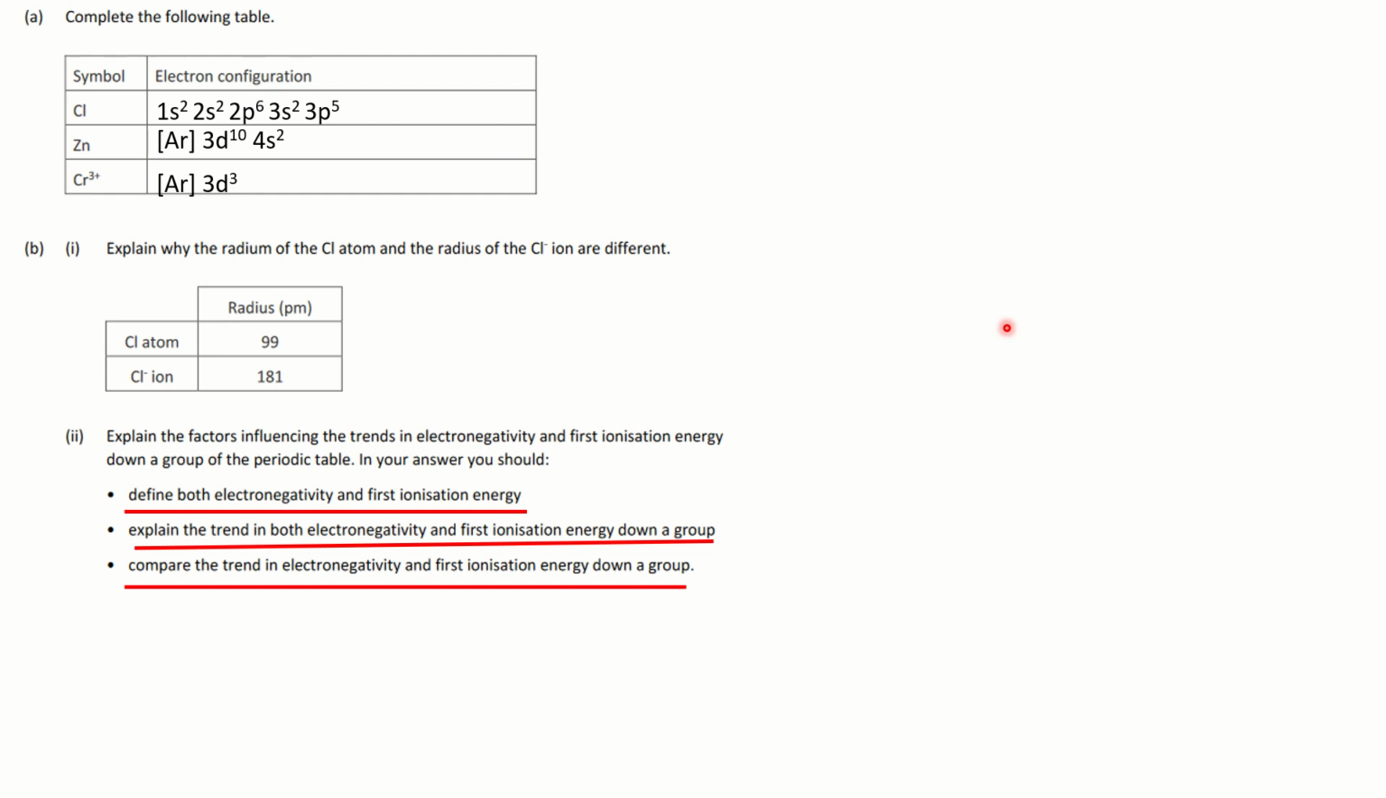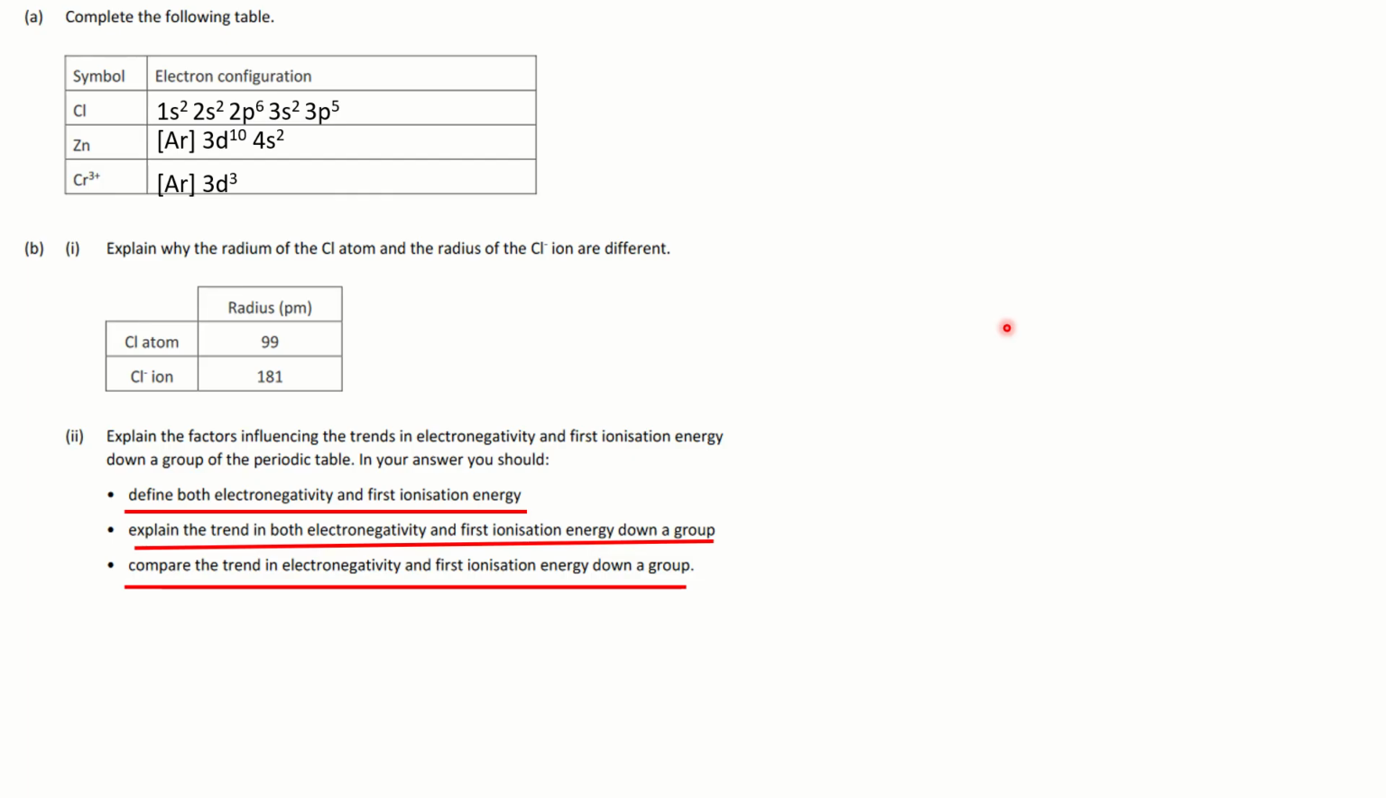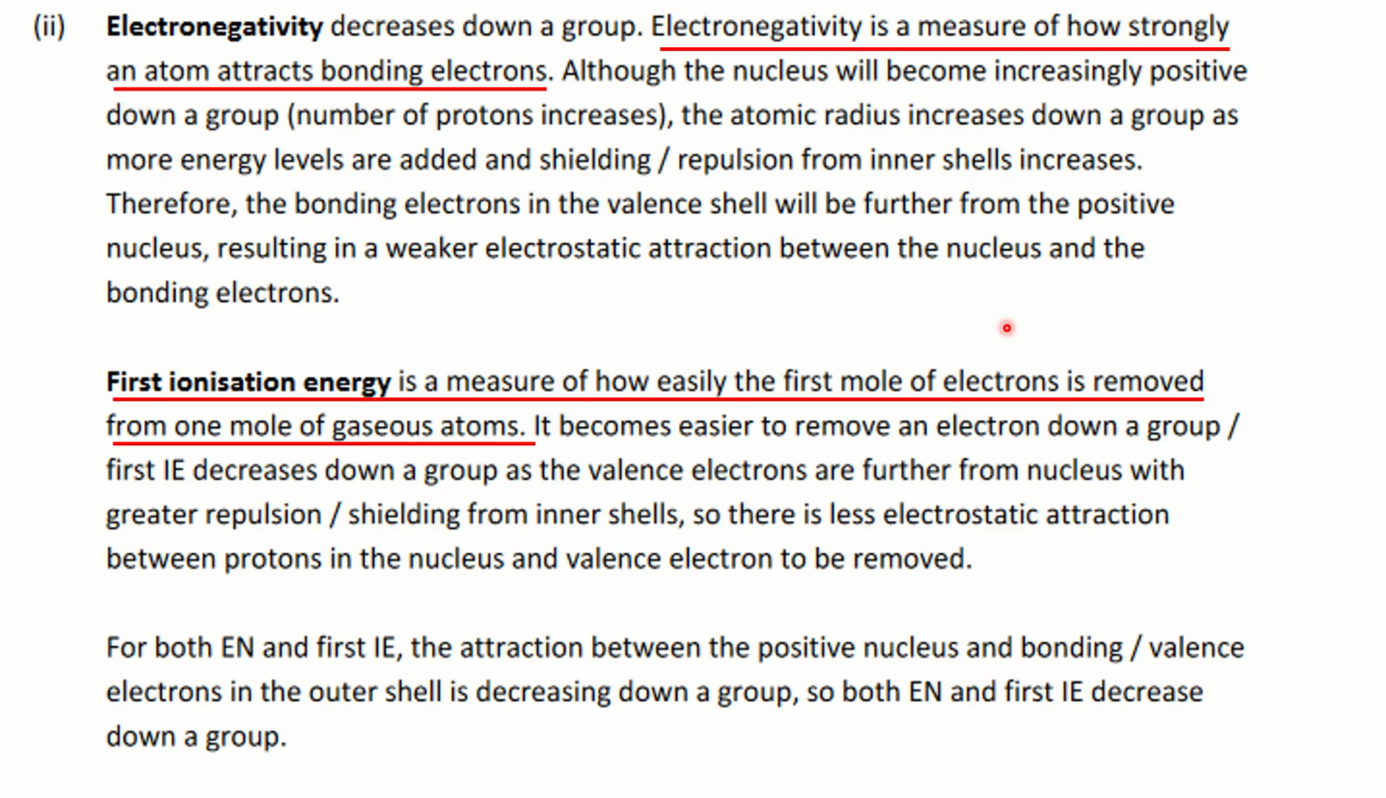You should be comparing. This is the answer from the book. I've underlined the definitions. Electronegativity decreases down a group. Electronegativity is a measure of how strongly an atom attracts bonding electrons. That is a definition of electronegativity. And then first ionization energy is a measure of how easily the first mole of electrons is removed from 1 mole of gaseous atoms. That is a definition of first ionization energy. We saw back here that we need to define both of those things. Answer includes the definition.